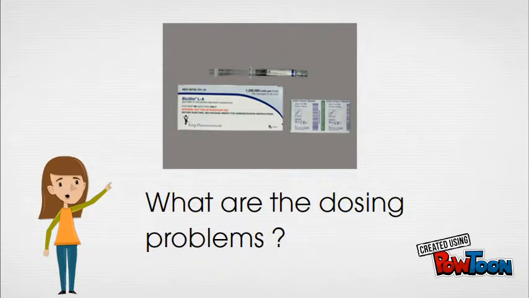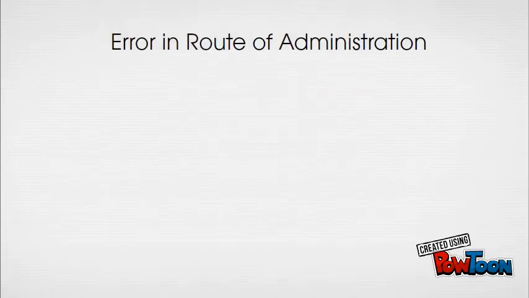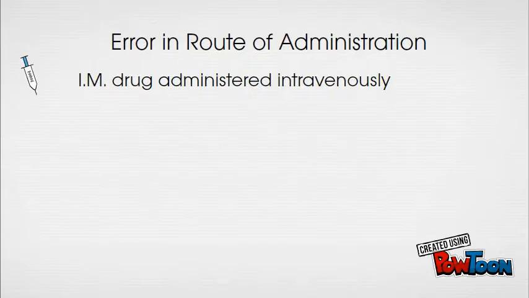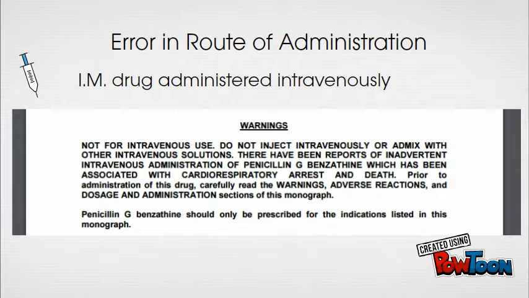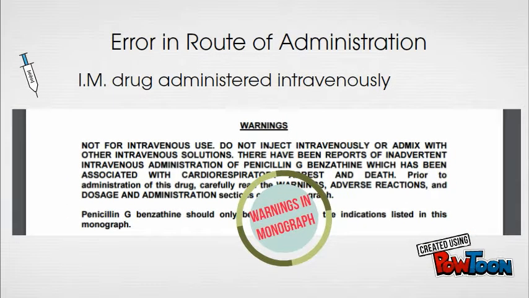Now let us see the problems with the administration of penicillin. One of the problems with the administration of intramuscular penicillin is that there were reports of intramuscular penicillin being used for intravenous use inadvertently. This may lead to cardiorespiratory arrest and death.